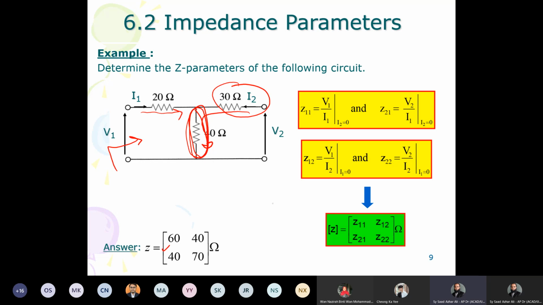And finally, V2 and I2. In this case, I1 is 0. So we can easily say that this is like 30 and 70. That's why it's 70. Right? And just don't forget this ohm is there as the unit for impedance. Give yourself 30 seconds to digest this.